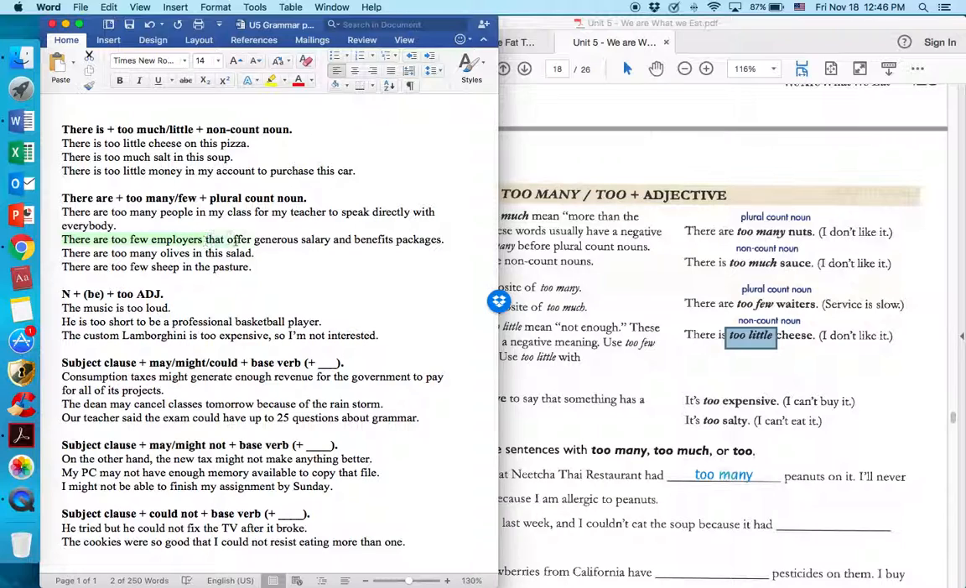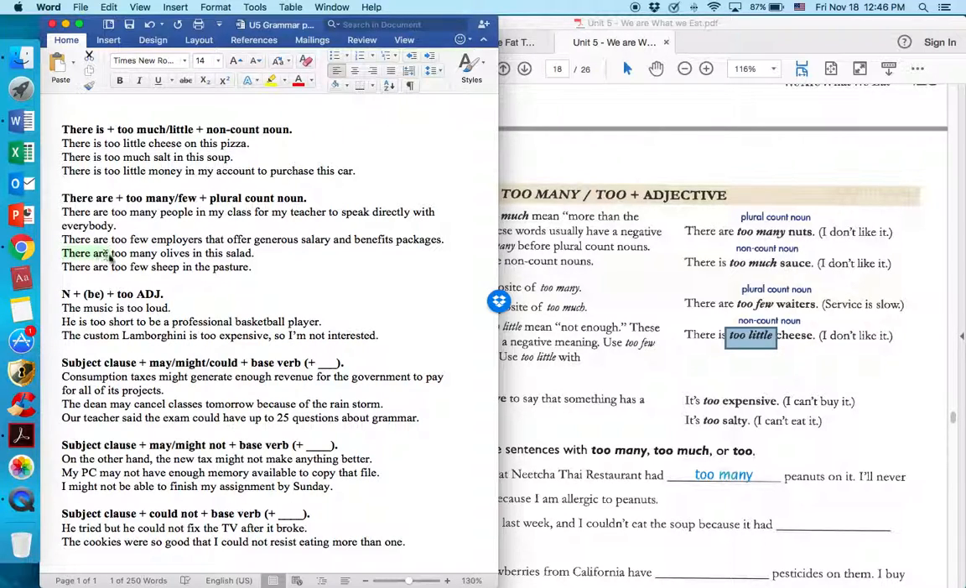There are too few employers that offer generous salary and benefits packages. Means I would like to have more employers offer generous salary and benefits packages. There aren't enough of them. Employer changes to employers for the plural count noun. Very simple. Regular count noun, just add an S.